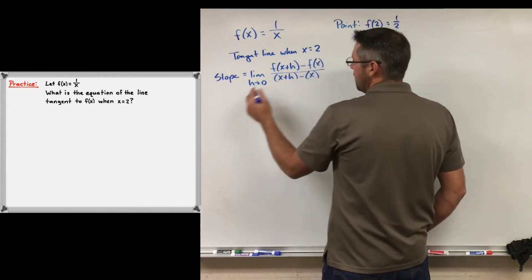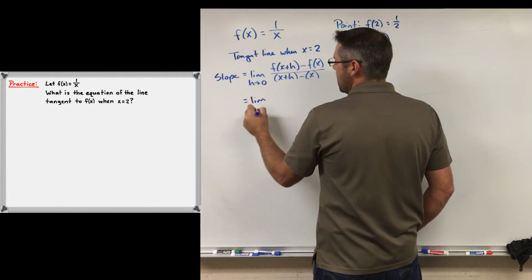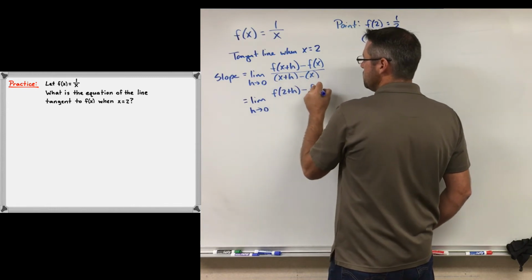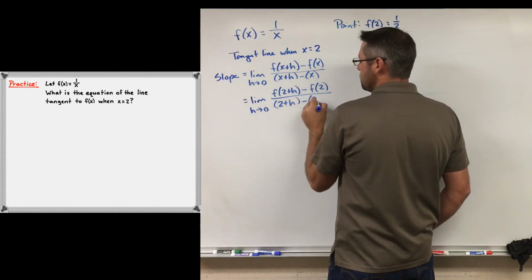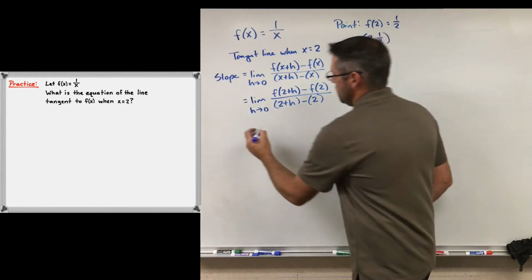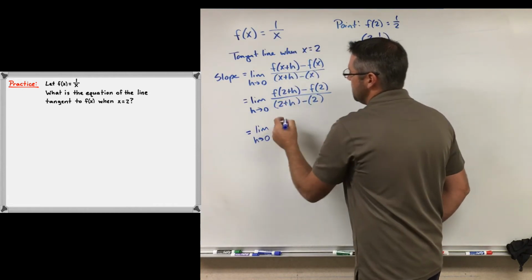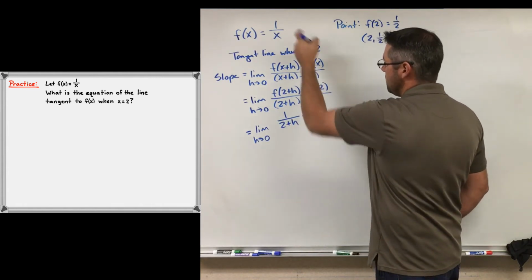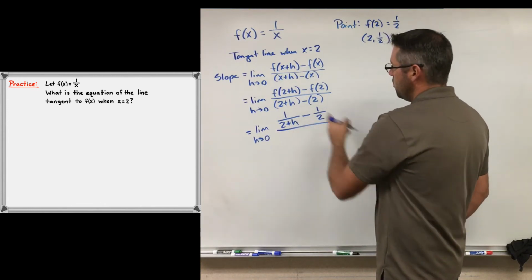Well, first of all, we've got to figure out what f of x plus h is when x is 2. So we're going to say the limit as h approaches 0 of f of 2 plus h minus f of 2, all over 2 plus h minus 2. Okay, so we have that. And from here, what is f of 2? Well, limit as h approaches 0, f of 2 plus h is going to be 1 over 2 plus h minus, what's f of 2? f of 2 is 1 over 2. So that's our numerator. And our denominator will just simplify.